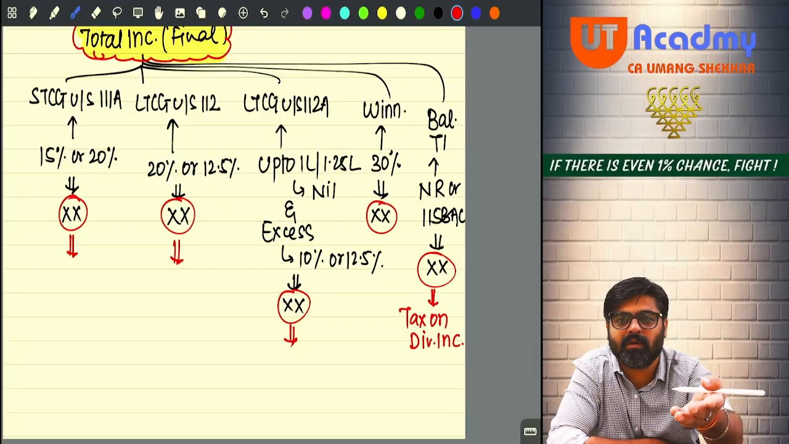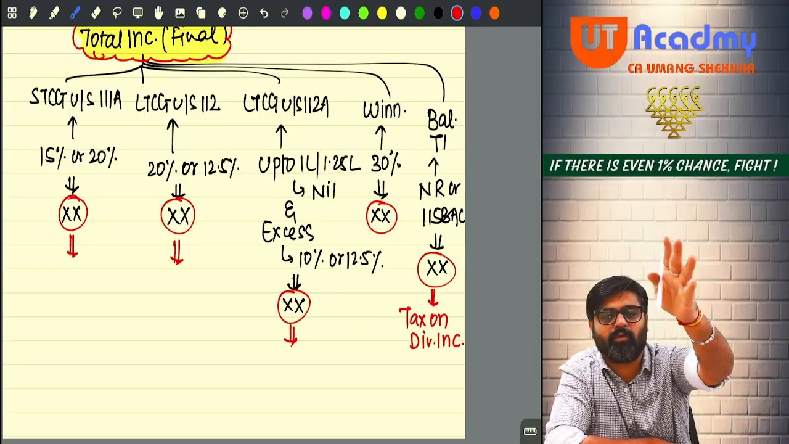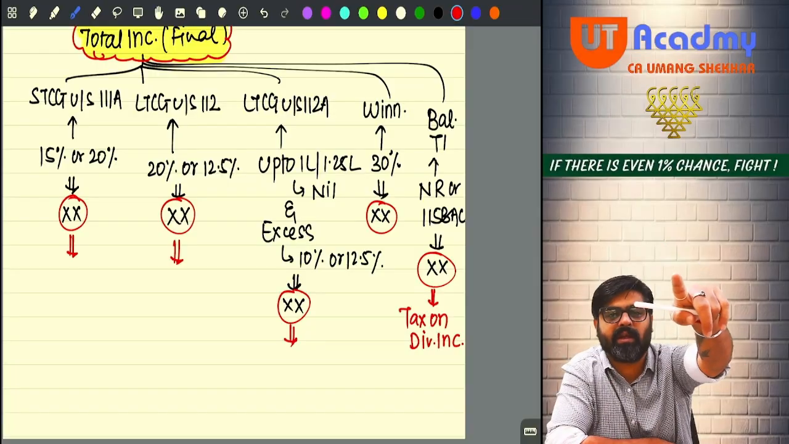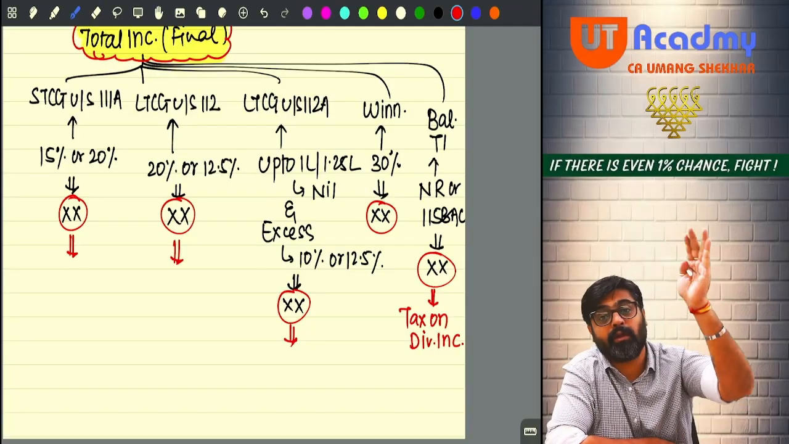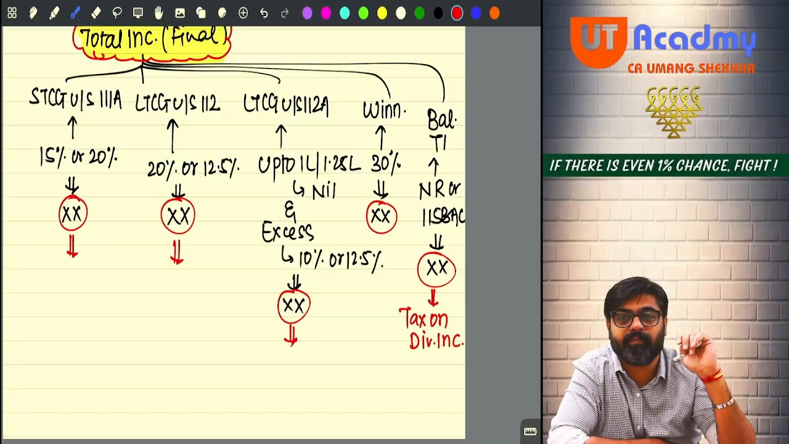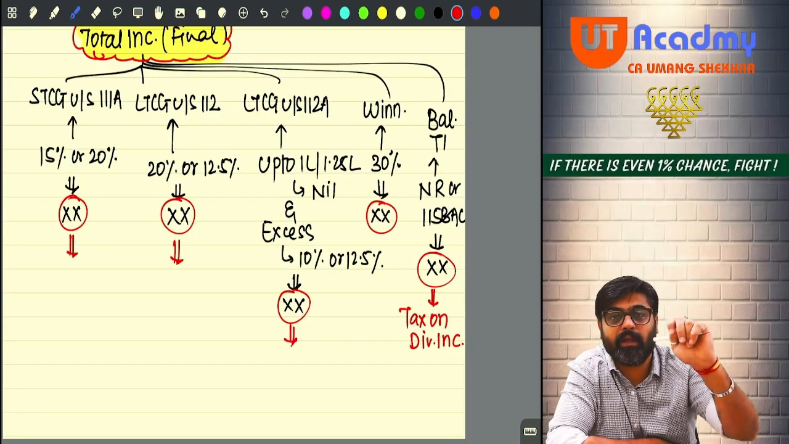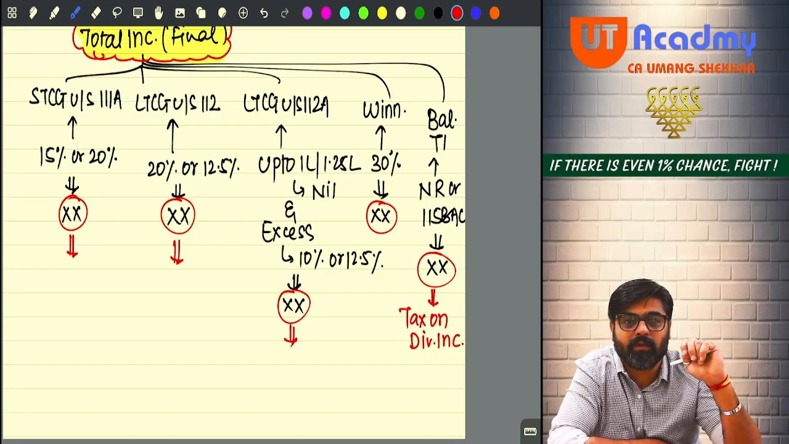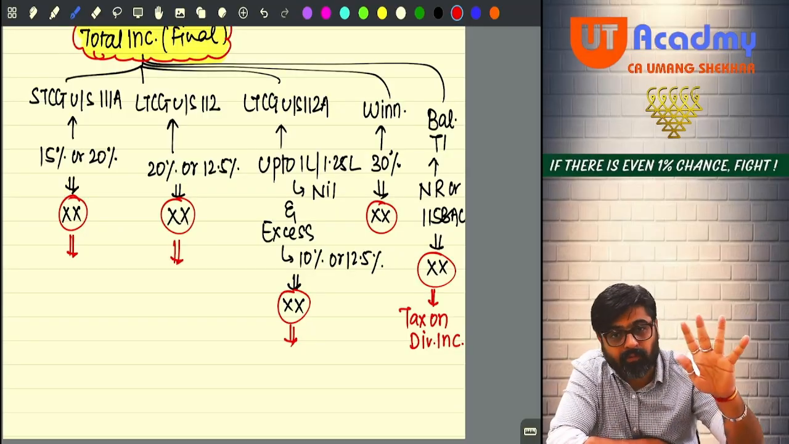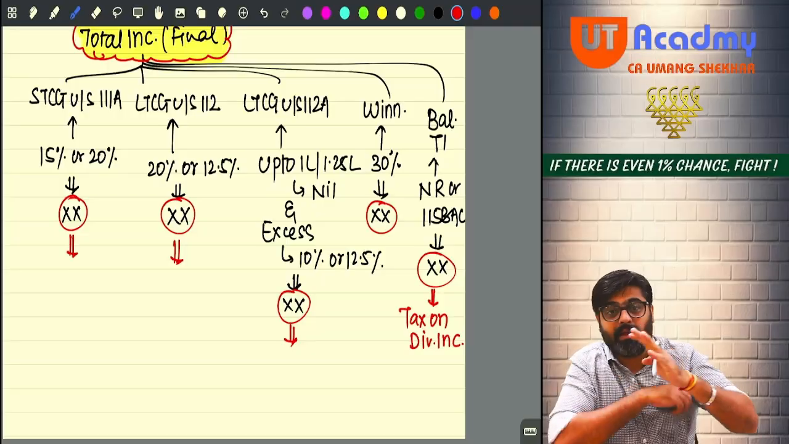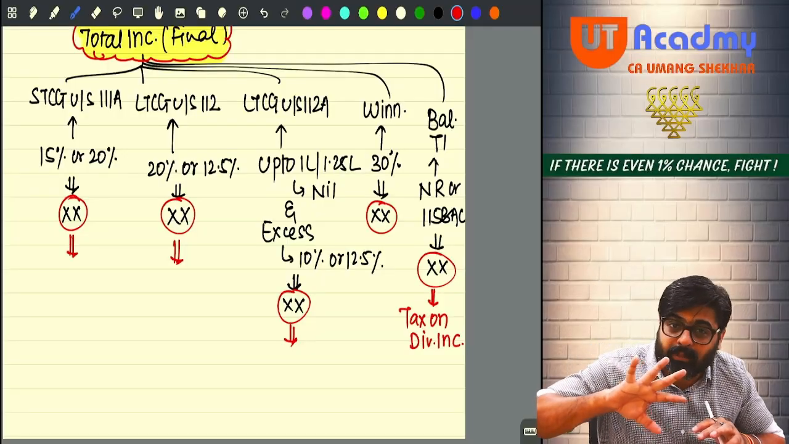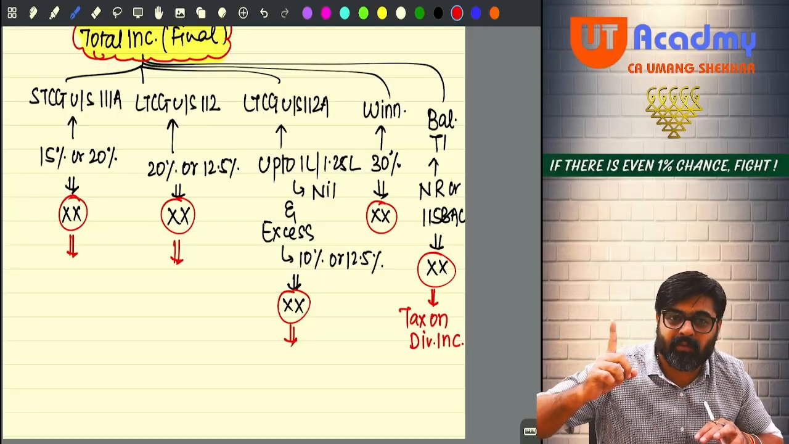For example, the balance total income was 5 lakhs. It also includes dividend income of 1 lakh. Now, out of 5 lakh, 1 lakh is dividend income. But you have not calculated tax separately on the 1 lakh rupees of dividend.